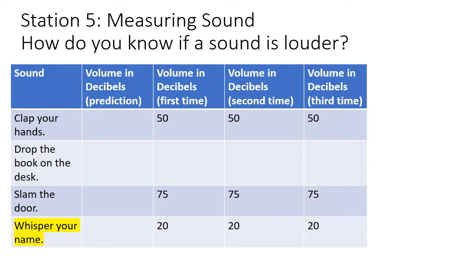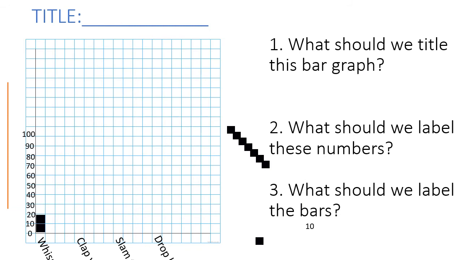Okay, so each time we measured about 50 decibels for clap your hands. For slam the door, we measured about 75 each time, and for whisper your name, we measured about 20 each time. So the lower the number, the lower or quieter the sound. The higher the number, the louder the volume of the sound. And then we put our results on a bar graph like the one you see here. You can see whisper your name, 20 decibels.